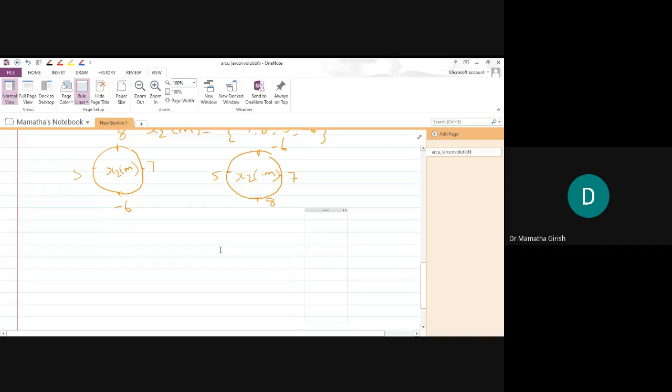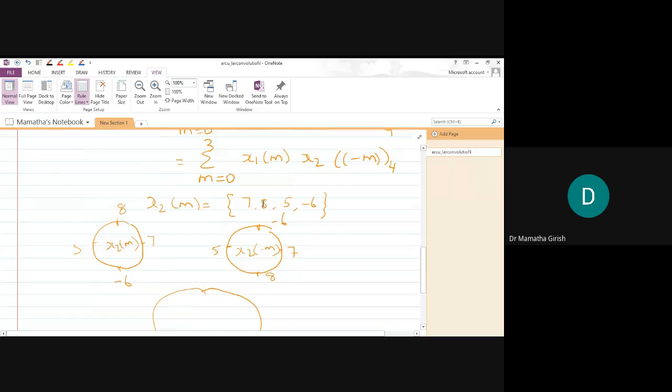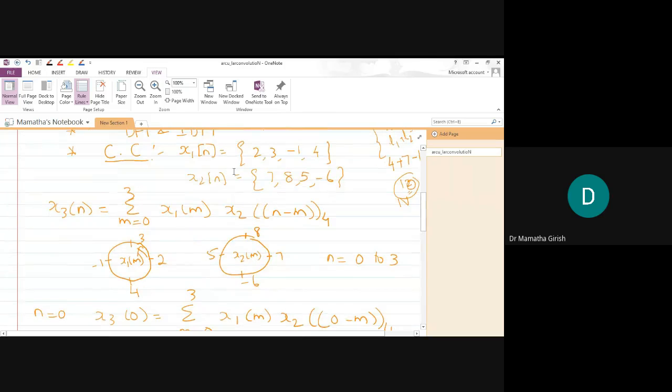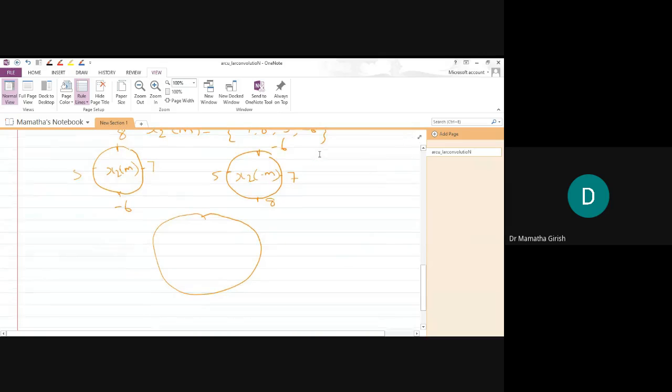First draw an outer circle. Mark this as your x1 of n sequence. What was the x1 sequence? 2, 3, minus 1 and 4. Mark like this: 2, 3, minus 1 and 4.